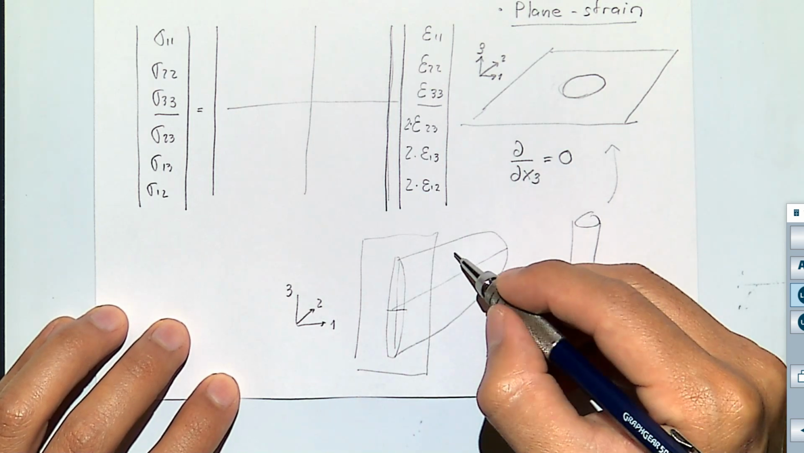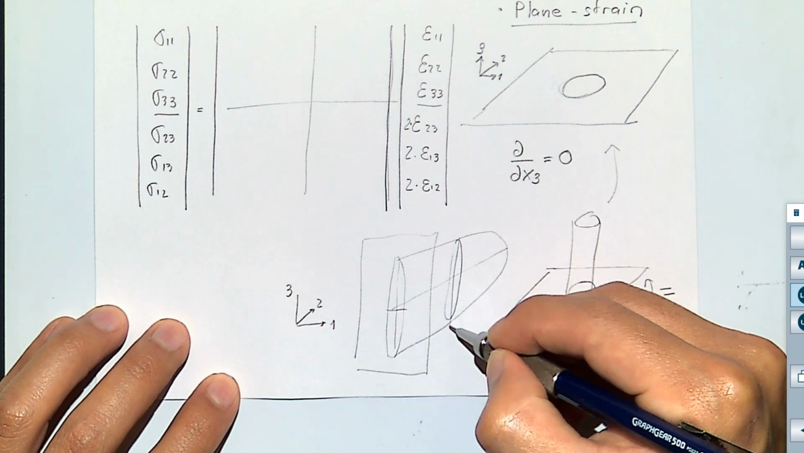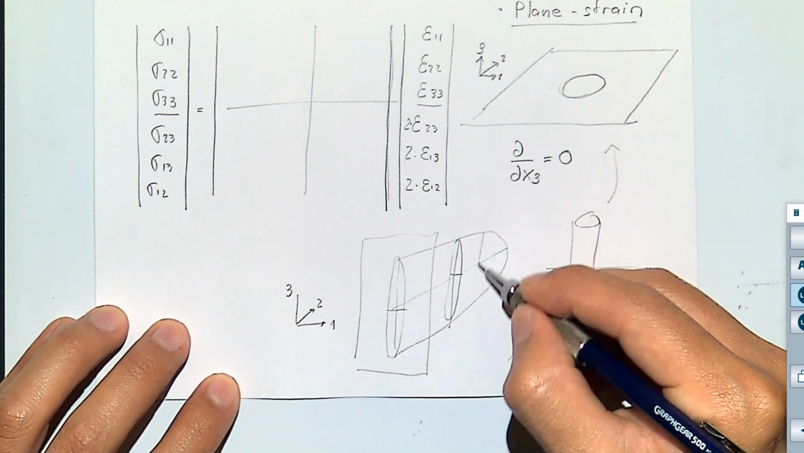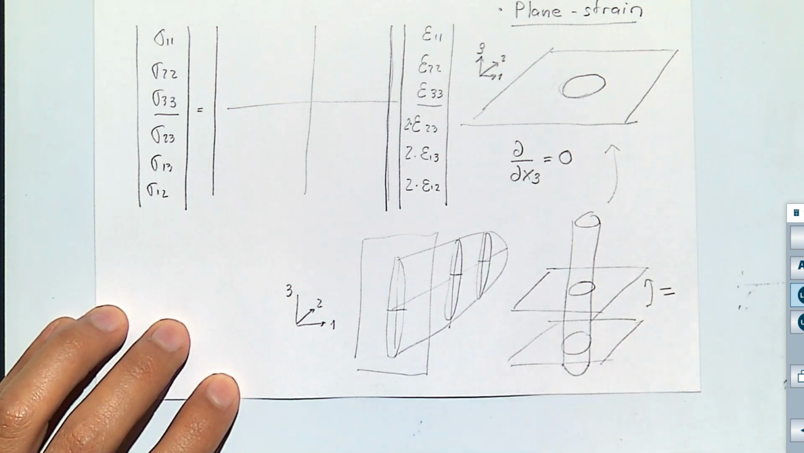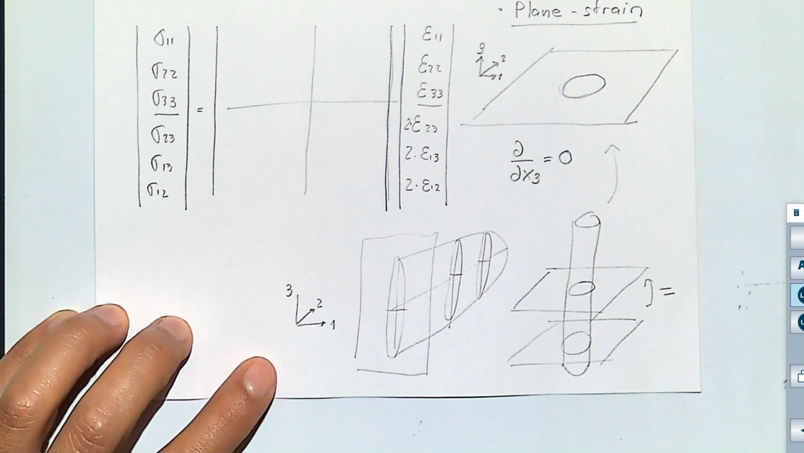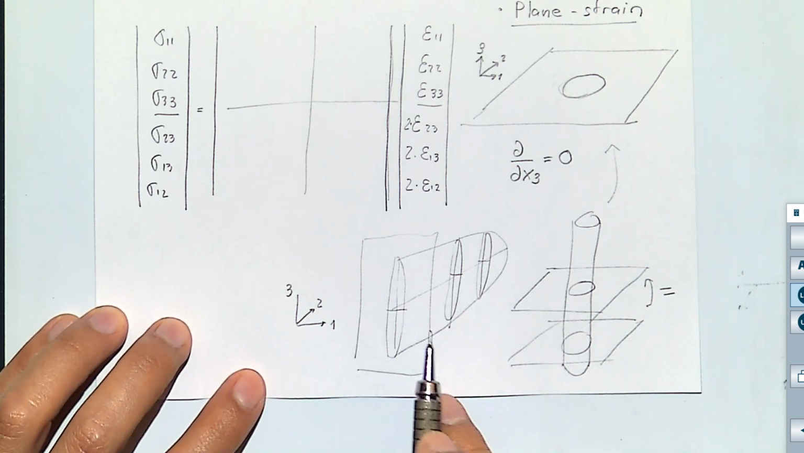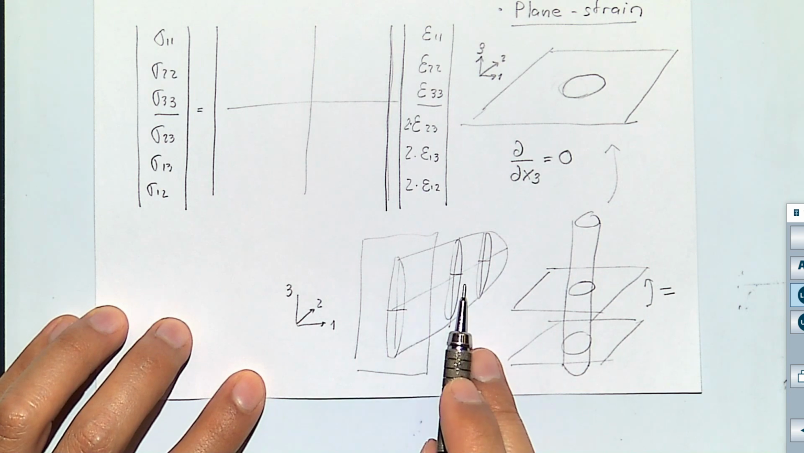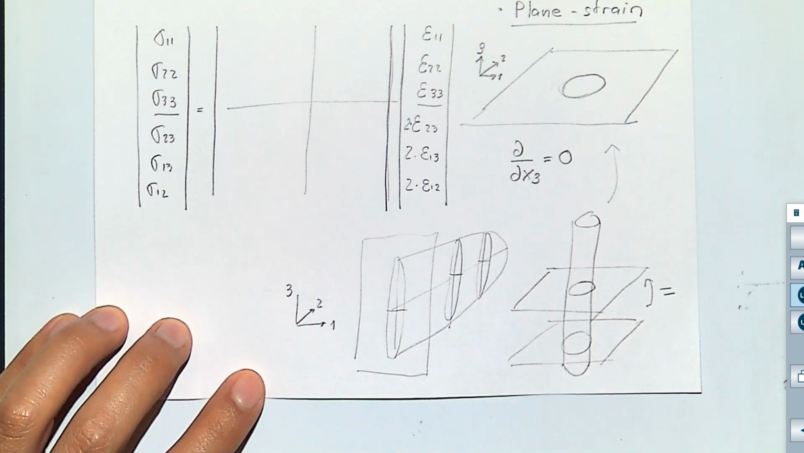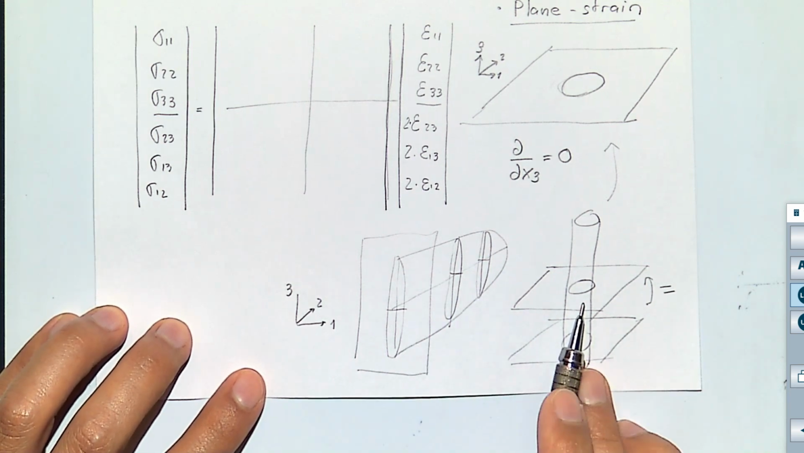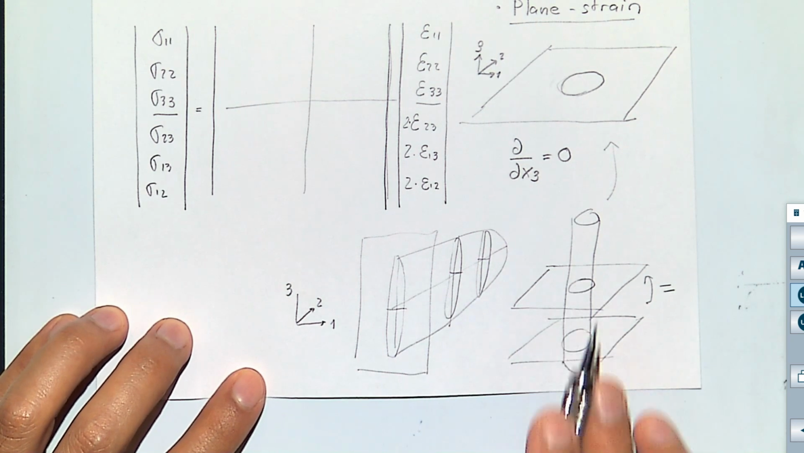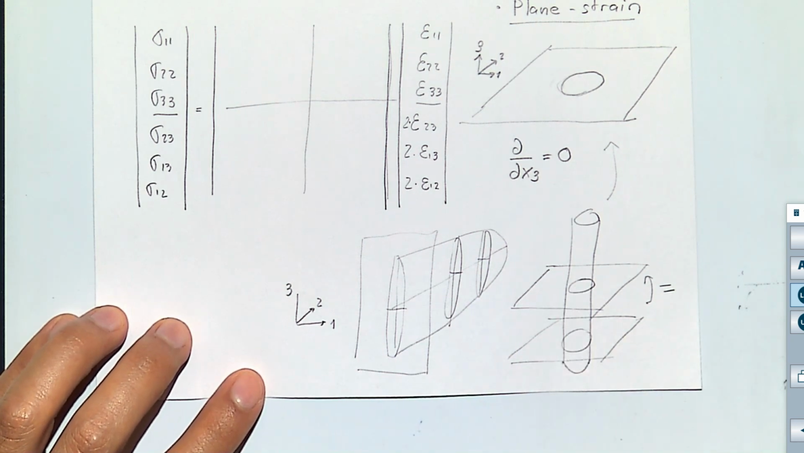And the same if I take a plane somewhere over here or somewhere over here. In this case, this is not a true plane strain, because you see that this shape is different than this one and that one. But that's another story, okay? Let's just adopt for now the one of the wellbore, in which there is no variation in direction 3.